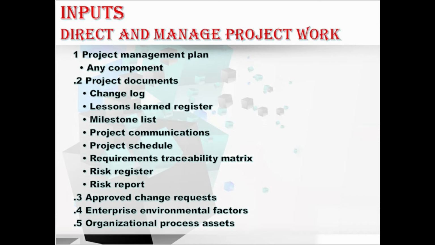Let's move to the next input. We have OPAs, that is organizational process assets. It may include the organizational standard policies, processes and procedures. It may include the issue and defect management procedures, and it may include the performance measurement database that is used to collect and make available measurement data on the processes and products.